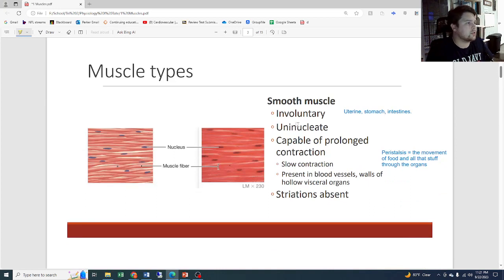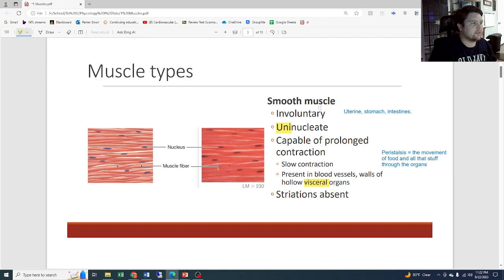So our smooth muscle is involuntary, such as the uterine lining, the stomach, the intestines, all that good stuff. It is uninucleated, so a single nucleus in each one. And these are capable of prolonged contraction, where you get a slow contraction. They're present in places like the blood vessels and the walls of the hollow visceral organs. Visceral literally means the organs inside. So think the stomach, the intestines, all that sort of area, those are visceral organs. And these are not striated.